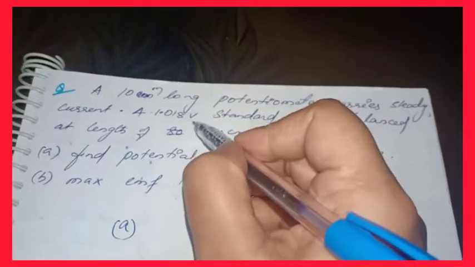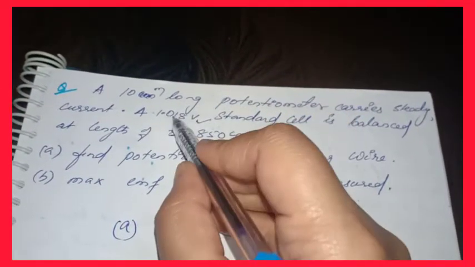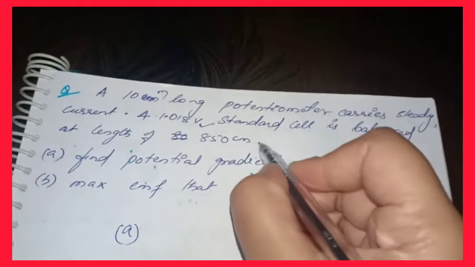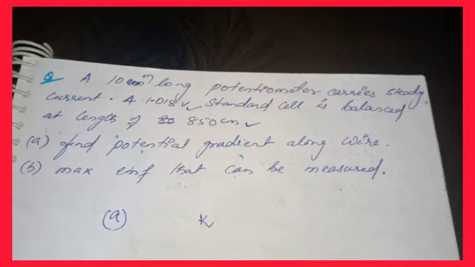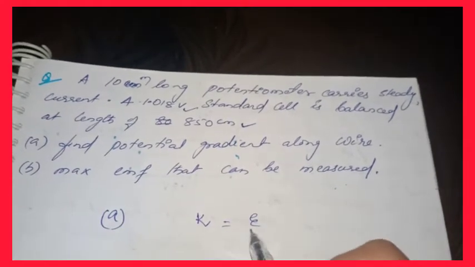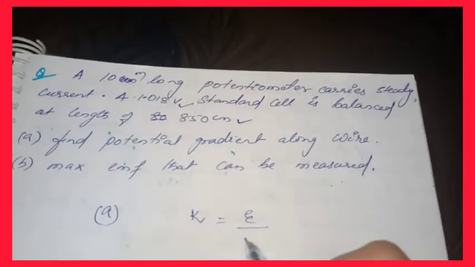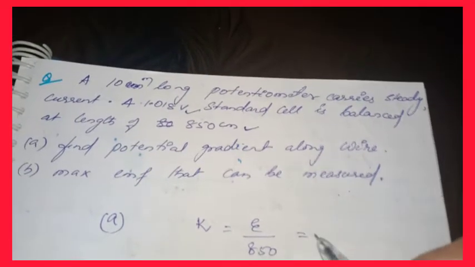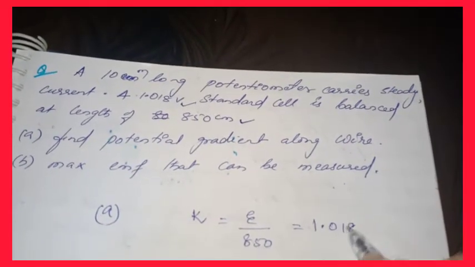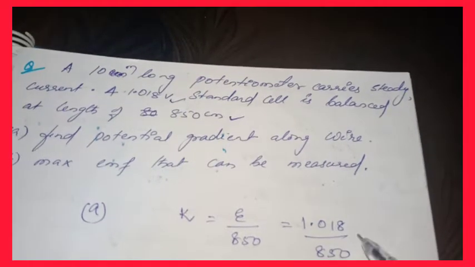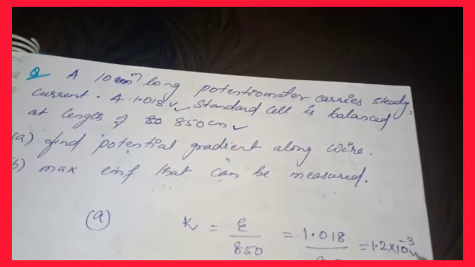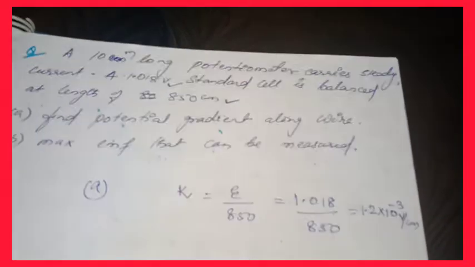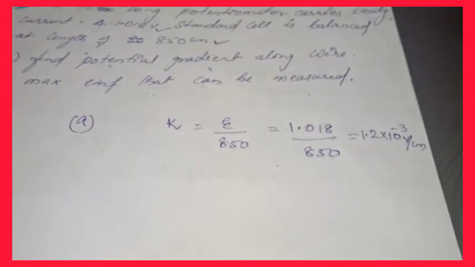We already know that the cell of 1.018 volt has balance length at 850. So we can easily find out the potential gradient by using this. That is the EMF of the cell and the balancing length 850. So the EMF of the cell is 1.018 divided by 850, which is equal to 1.2 into 10 to the power minus 3 volts per centimeter.